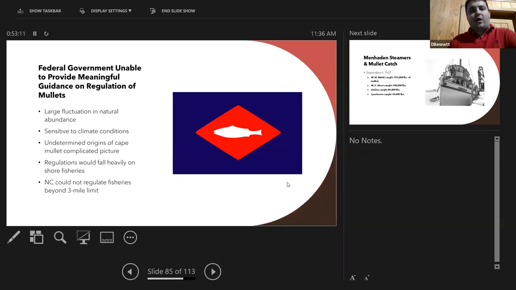So the federal government basically tells the state of North Carolina that we don't really know what to tell you in terms of regulating your fishery, because there's such huge natural fluctuations within the mullet population in North Carolina, because they're sensitive to things like climate change and or just changes in day-to-day climate conditions. And we haven't quite figured out where these cape mullet are coming from, so we don't know what to tell you about them.